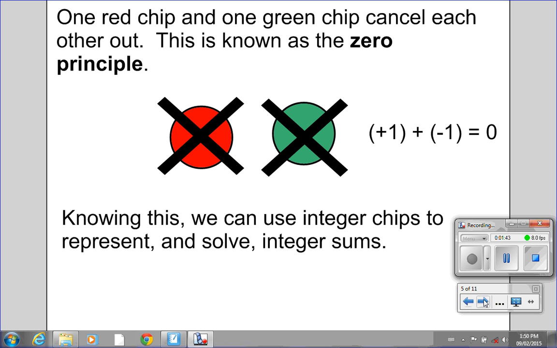One red chip and one green chip cancel each other out. This is known as the zero principle, and it makes common sense when you look at the diagram. You've got positive 1 and negative 1. If you add them together, they just cancel out to give you 0. So knowing this, we can use integer chips to represent and solve integer sums. In other words, we can use integer chips to help us write addition statements like this one, and then we can find the final answer.